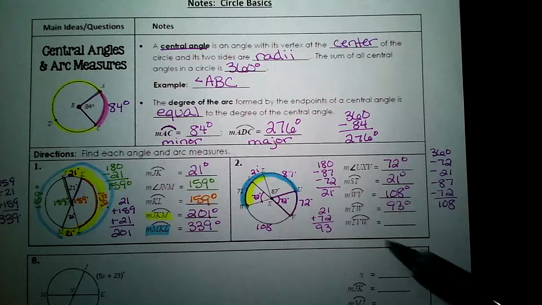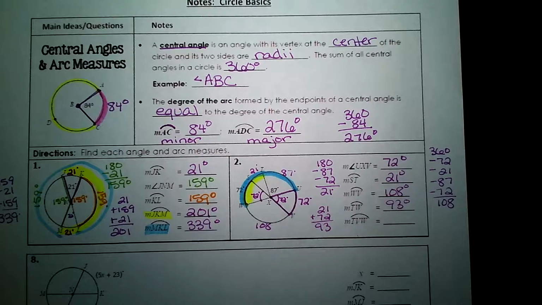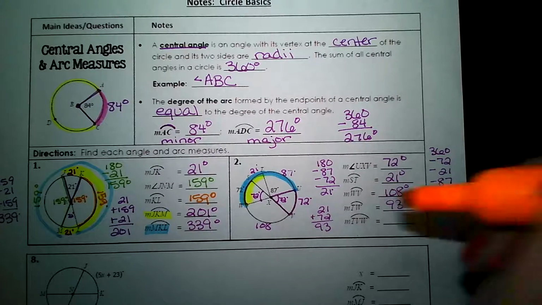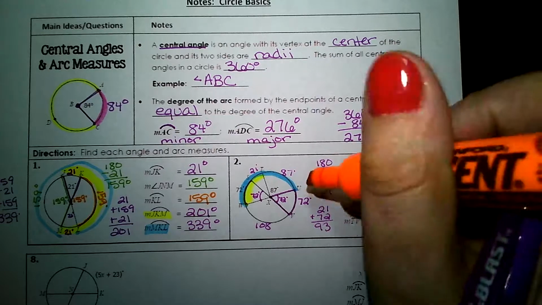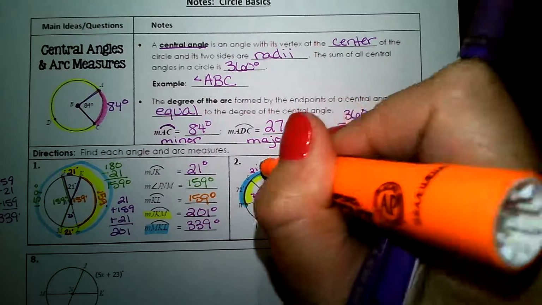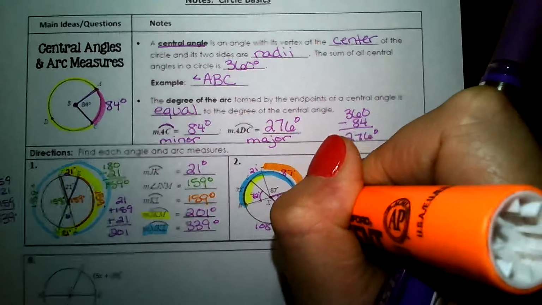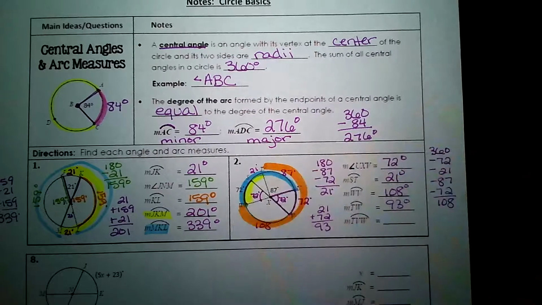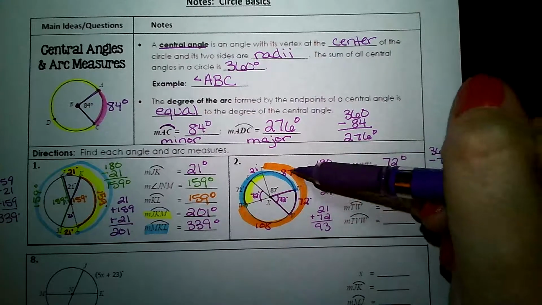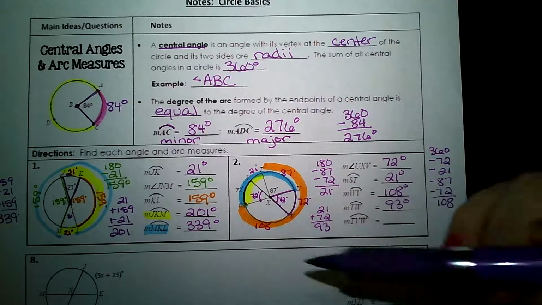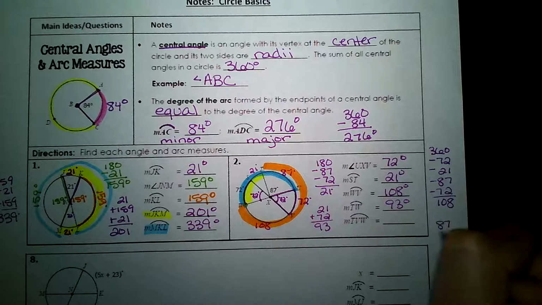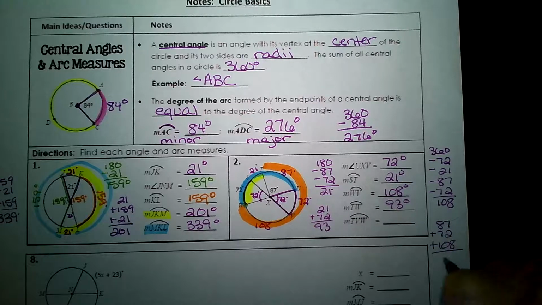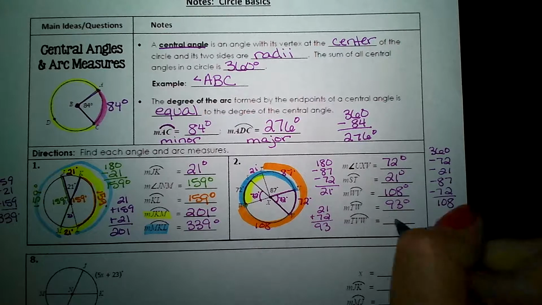And last one, a major arc. Start at T, move to V, finish at W. T to V to W. Well, that uses the 87 degree arc, a 72 degree arc, and a 108 degree arc. If you add all that together, 87 plus 72 plus 108 totals up to 267 degrees.